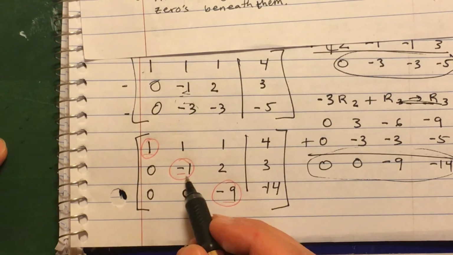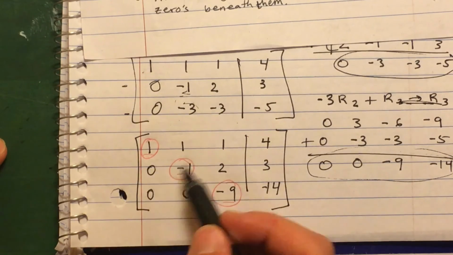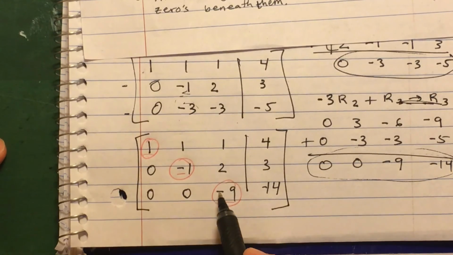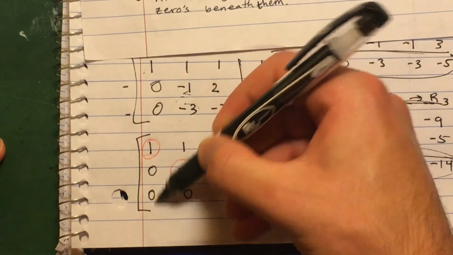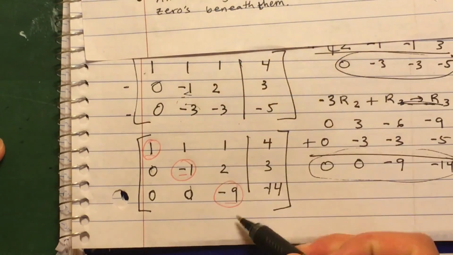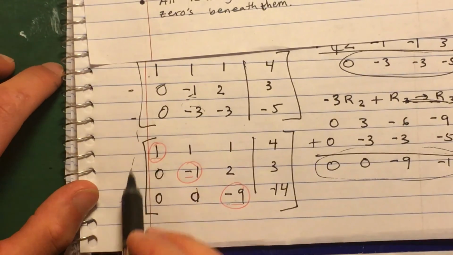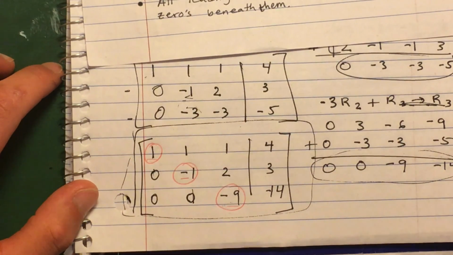Each leading entry. Let's start with this one. Is it in a column that's to the right of the leading entry in the row above? Yes, it's to the right. This one is to the right. That satisfies the second rule. And then for the third rule, all leading entries must have nothing but zeros beneath them. So we circle the leading entries. Do they have nothing but zeros beneath them? Yes, yes, and then the exception for the last one. And that's it. So this is the rewritten augmented matrix in row echelon form.